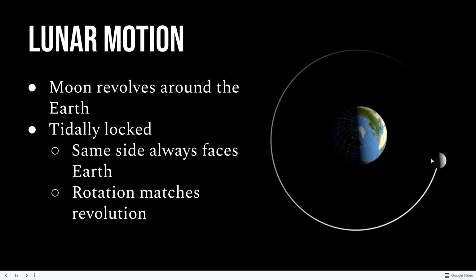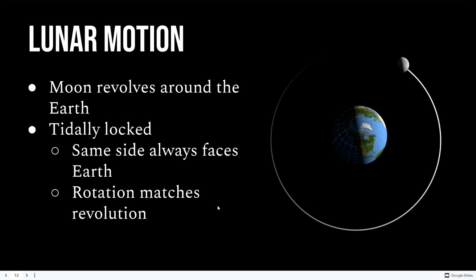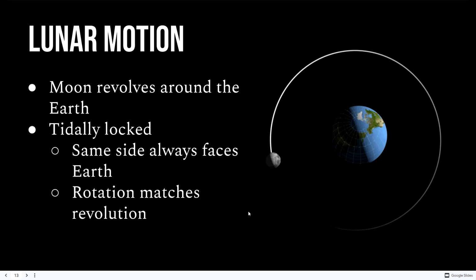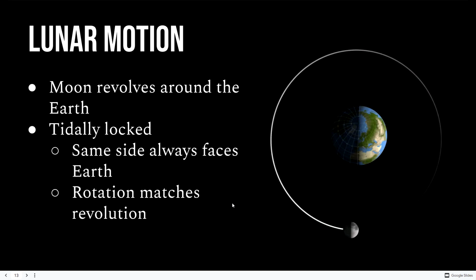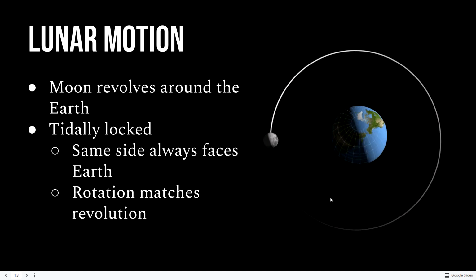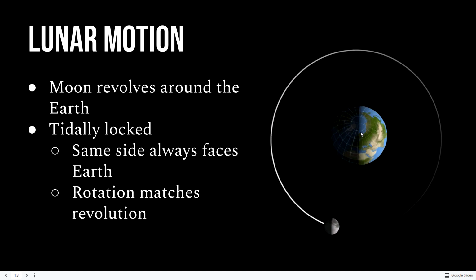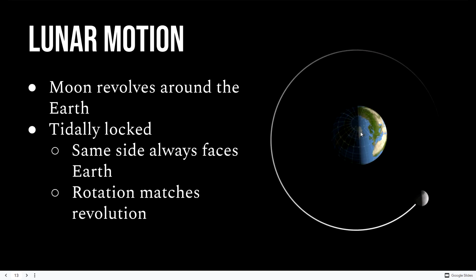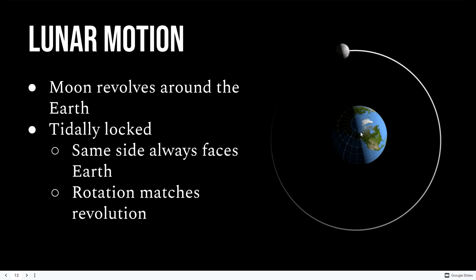Because of this, we end up getting phases in the moon. The reason you only have one side facing the sun is because the rotation of the moon matches its revolution around us. So while we go in a circle around the sun, the moon goes in a circle around us. We're spinning much faster than we're revolving, sorry. The moon is rotating and revolving at the same speed.